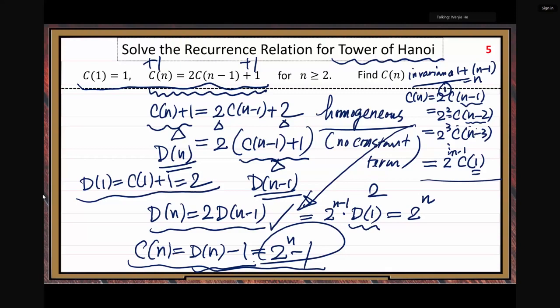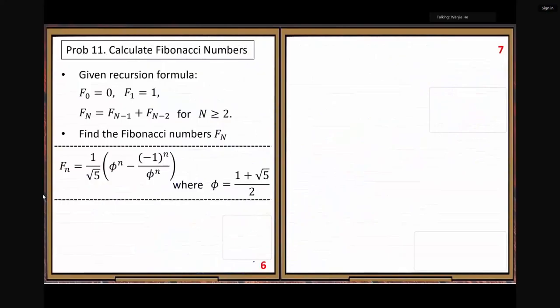Okay, that's the Tower of Hanoi problem. Now let's move to our Fibonacci number problem. It's much harder than the Tower of Hanoi problem. The good thing is we have the experience of solving the Tower of Hanoi. We use that experience to help us solve this Fibonacci number problem.